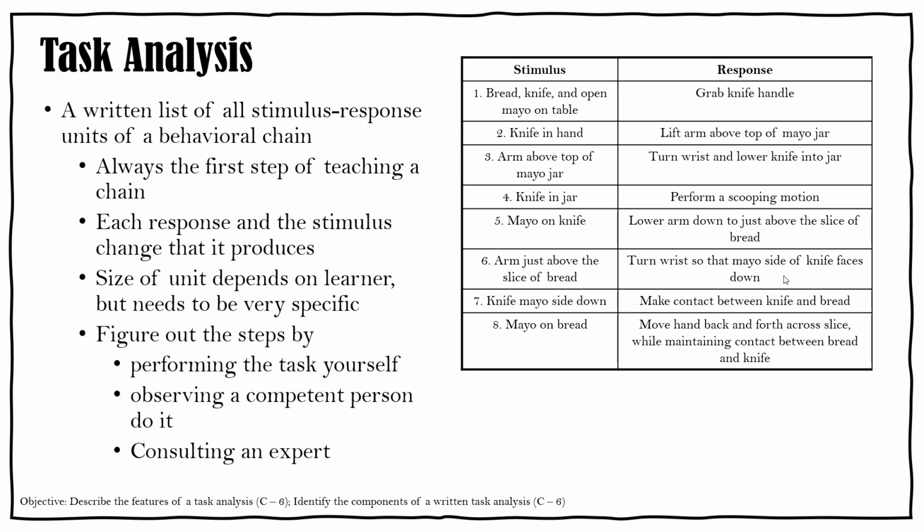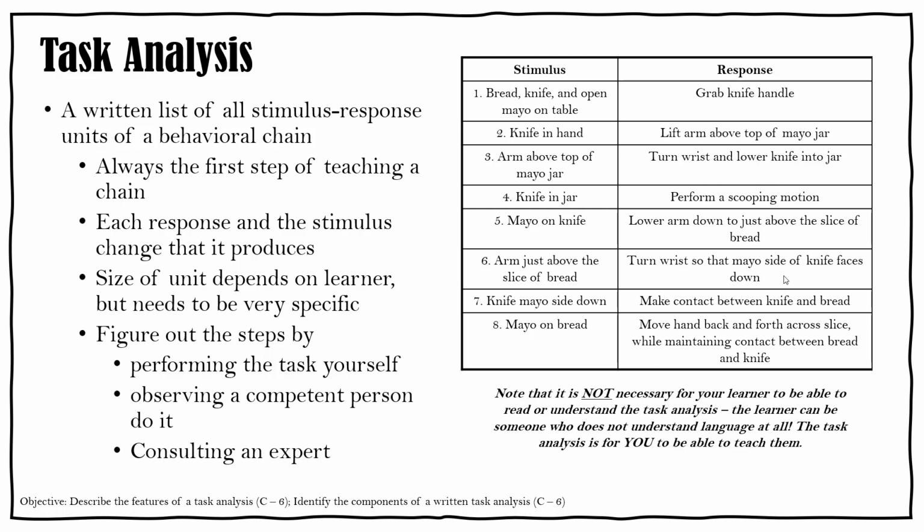The way you figure out these steps, you can do a couple different things. You can perform the task yourself and write down each of the steps. You can observe a competent person doing it, or you can consult an expert, and maybe you know somebody that has done a task analysis of that specific skill before, that has broken it down a lot further. You can contact them. Any one of those are good ways to get your task analysis. Now, I want to make a note that it's not necessary for your learner to be able to read or understand your task analysis. So the learner actually doesn't have to understand language at all.